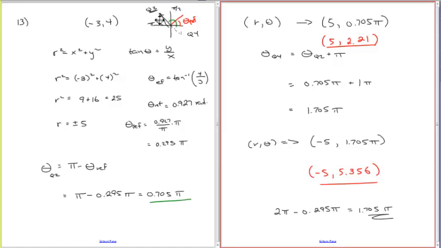So you can either add pi to this angle. You take the green angle and you add pi to it, which is what I did here, 1.705 pi. Or you could have taken 2 pi, because these actually are completely opposite each other. This angle and that angle create a straight line. Anyway, so for the second point you go around 1.705 pi, which is to here, and then you go negative. Instead of going positive radius, you go negative radius, which gets you in the same location.